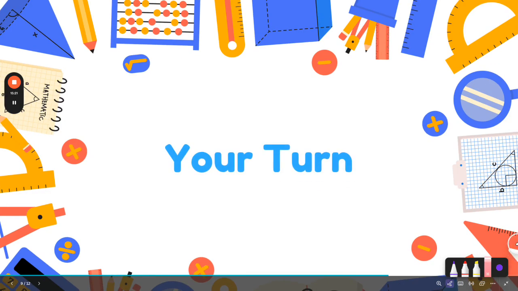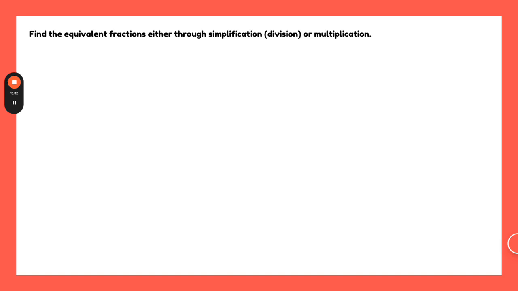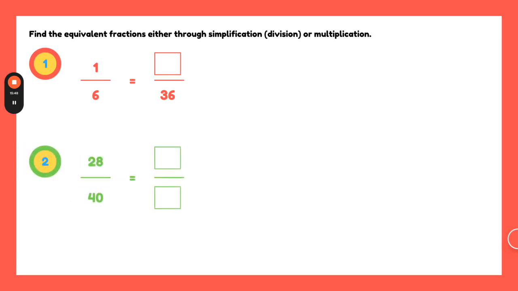Your turn. Let's have a go at a few questions. We have to find the equivalent fractions either through simplification, division, or multiplication. So we've got 1 over 6 and 28 over 40. You can pause the video and have a go, and then when you're done, we can work through each of the questions step by step.